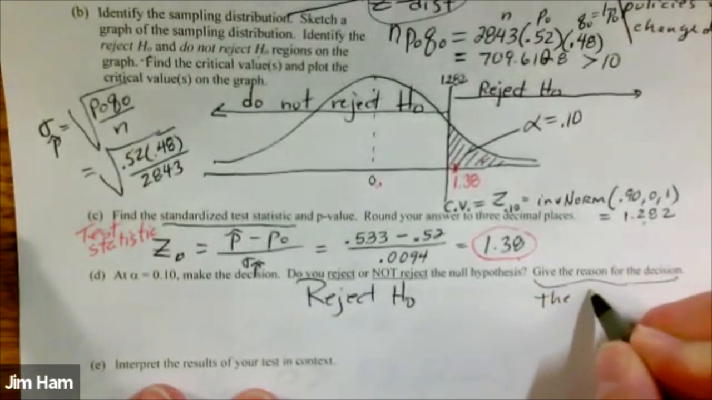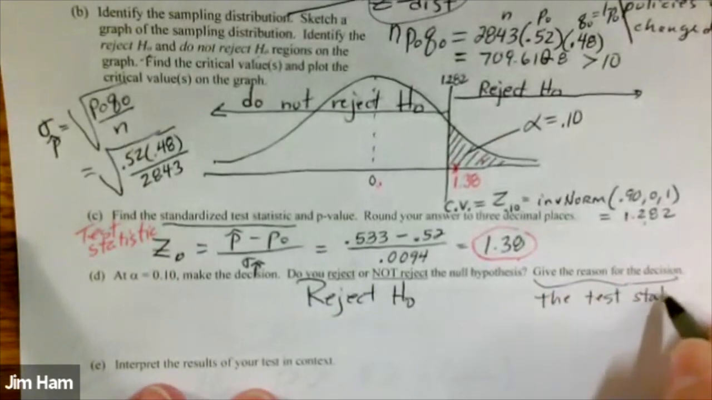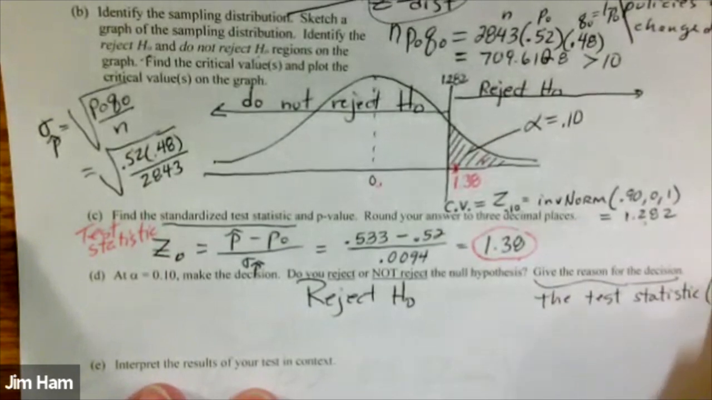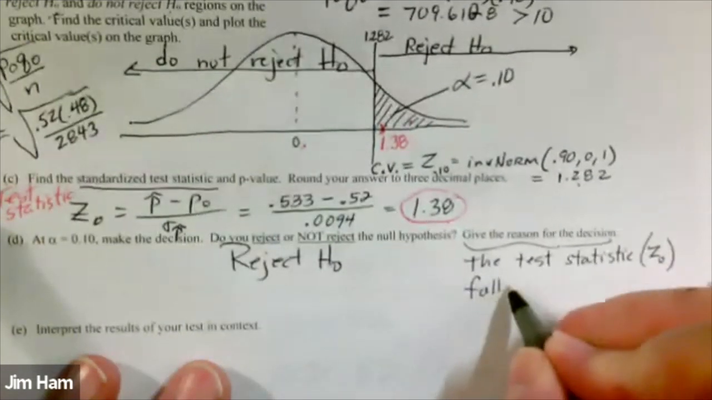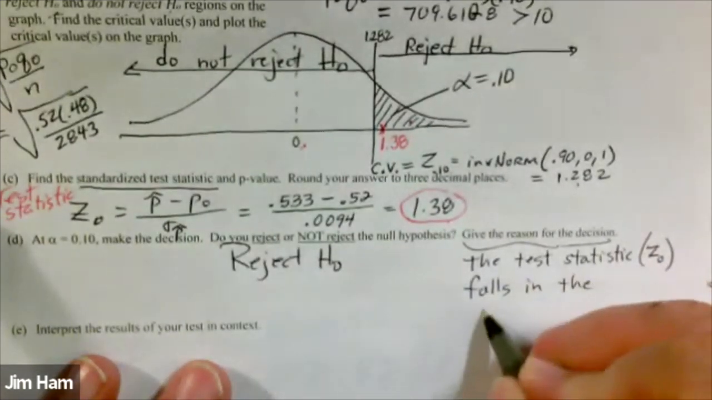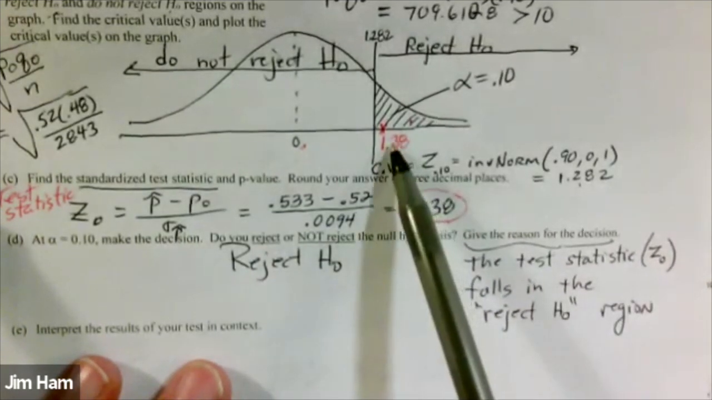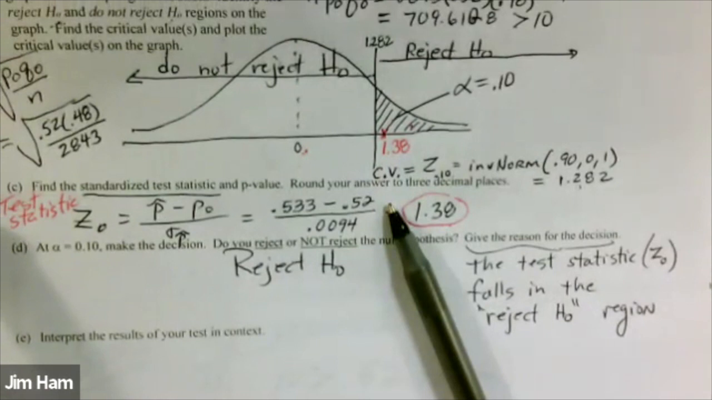The test statistic, and in this case, it's z sub 0 that we just calculated. The test statistic falls in the reject region, falls here. In this case, our sample proportion led us to a number, what we call statistically significantly larger than 0.52, even though it was only 0.533, 52% versus 53%. Not a big change indeed.